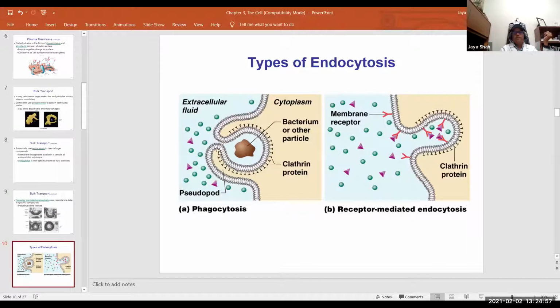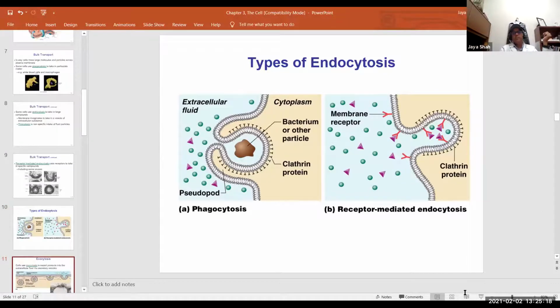Extracellular fluid. So here, phagocytosis is forming the pseudopod and then taking. And in receptor-mediated endocytosis, what happens? They bind with a specific receptor and then it bends. Clathrin protein is bending it. And then these two ends fuse and are taken inside, to the lysosomes.